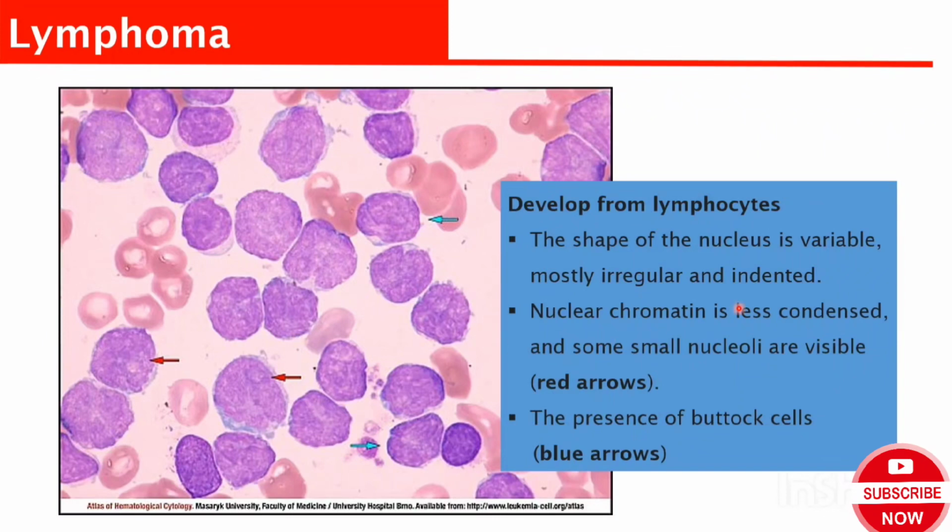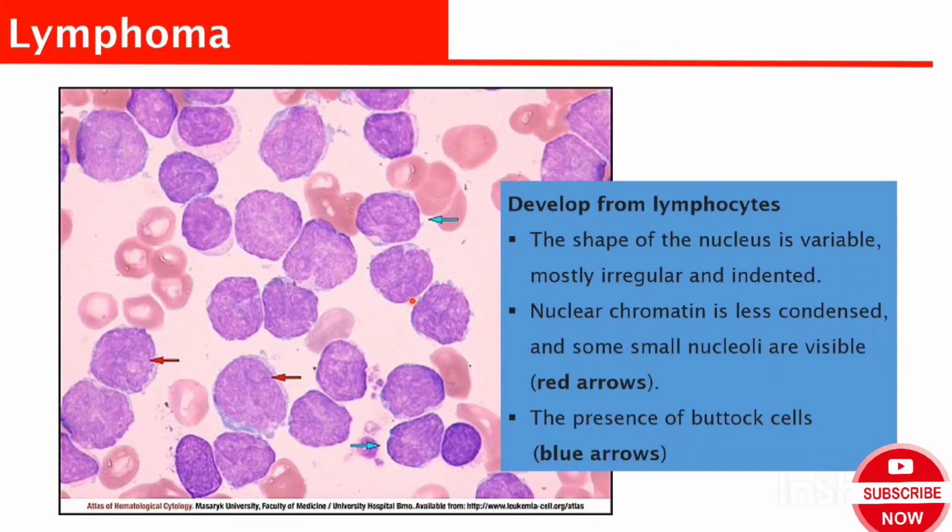lymphoma. For example, the shape of the nucleus is variable. You're going to see that the shape of the nucleus appears variable. They are not just the same. Like if you look at examples like this, it's not uniform, it's variable. It's not as smooth as you can see in the other one, where it is just a round shape.